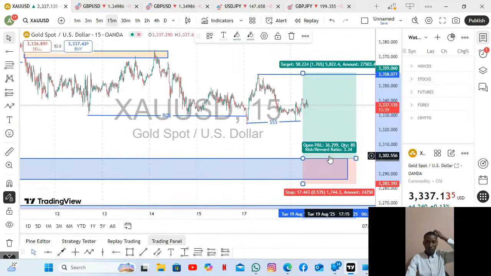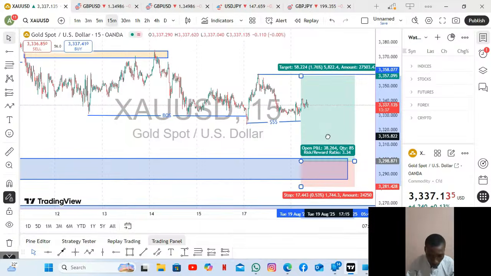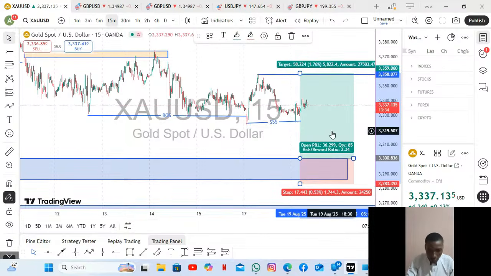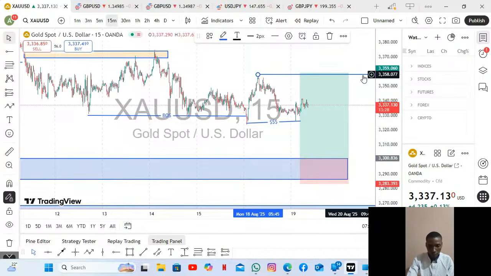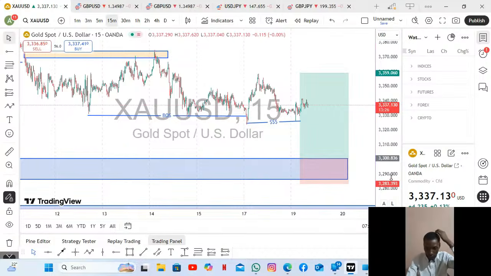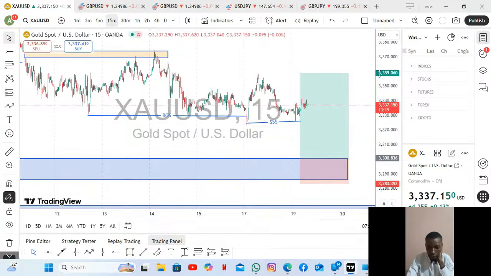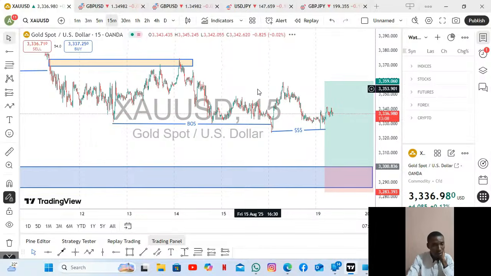So that's actually what you want to do with gold. If you're an aggressive trader, you can enter at this coordinate. Entry point is 3300. Stop loss 3283.393. And target profit 3359.060. So that's it, that's what we're expecting for gold.